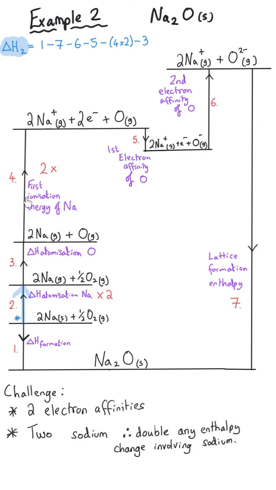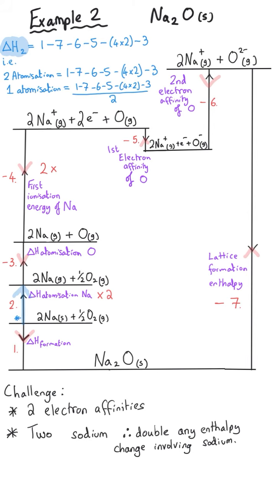And so in other words, the enthalpy of formation minus the lattice enthalpy of formation minus the second electron affinity minus the first electron affinity minus the ionization times by 2 minus the atomization of the oxygen, all of those are equivalent to 2 times the atomization of sodium. So that means that when you calculate those numbers and you get your value, you then need to divide that by 2, and that will get you your atomization of 1 mole of sodium.